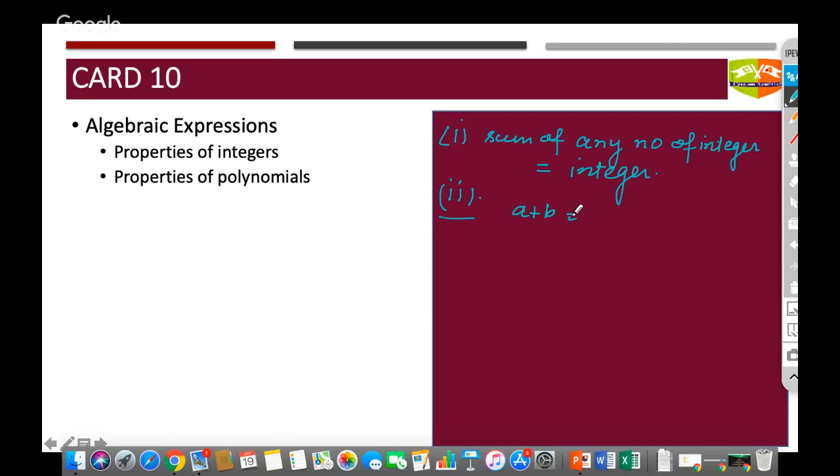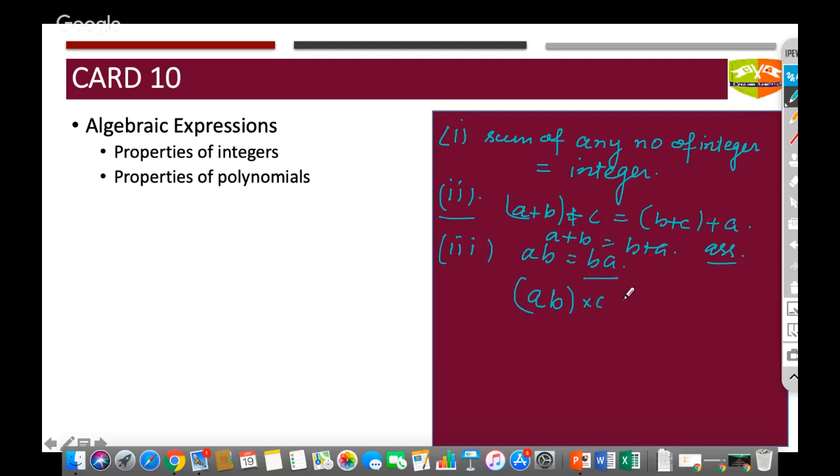The associative law is: (a plus b) plus c is equal to a plus (b plus c). And the commutative law tells me that a into b is equal to b into a. So the associative law of multiplication is also true over here, and the commutative law is true as well. Multiplication, (a into b) multiplied by c, is a into (b into c), that is also true. So these are the few properties, and all the properties hold true over here.